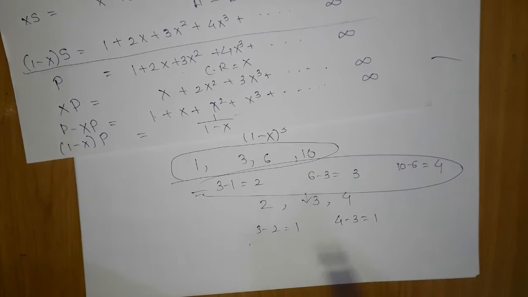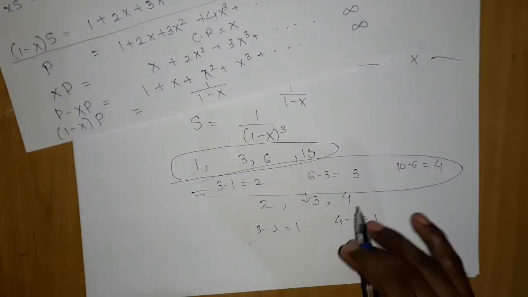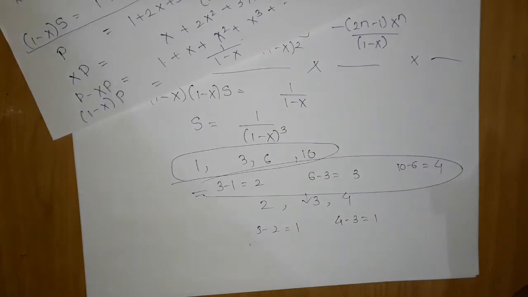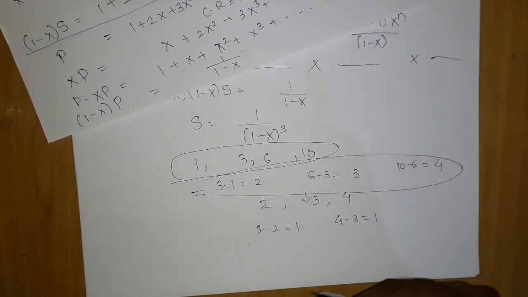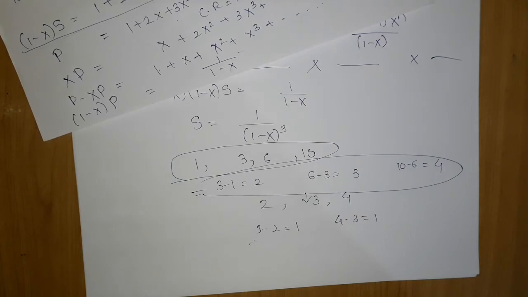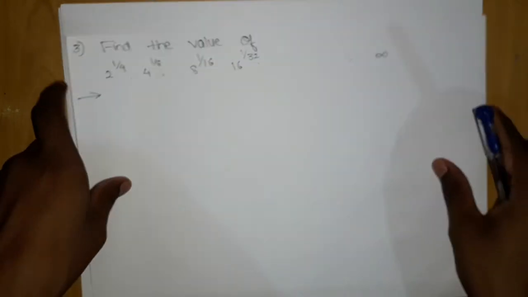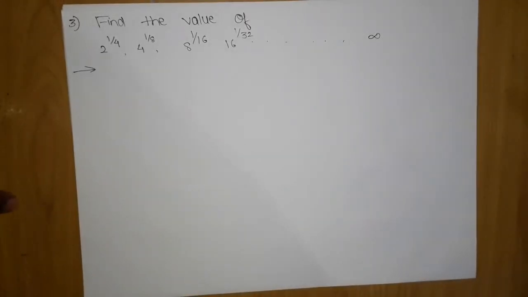So we are done with this problem. To make you understand, this point was very important, that the differences are in AP. And these type of terms, whose terms are not in AP but the differences are in AP, can also be solved by AGP. Further on, now let's move on to the next problem. So the next problem is this. Find the value of 2 power 1 by 4, 4 power 1 by 8, 8 power 1 by 16, 16 power 1 by 32 till infinity.